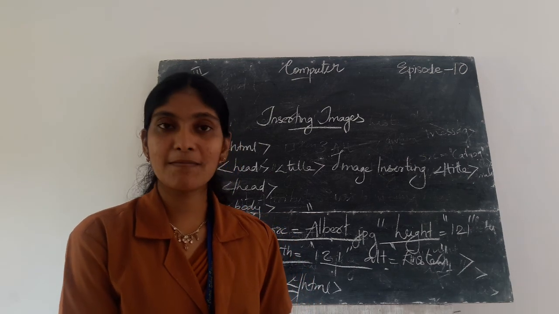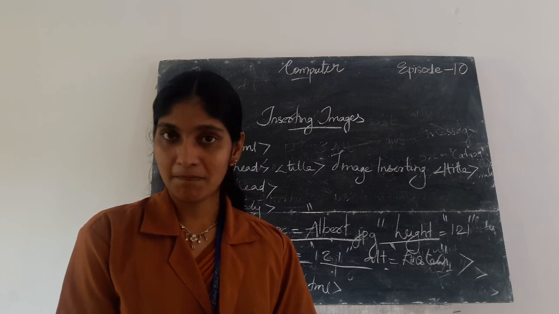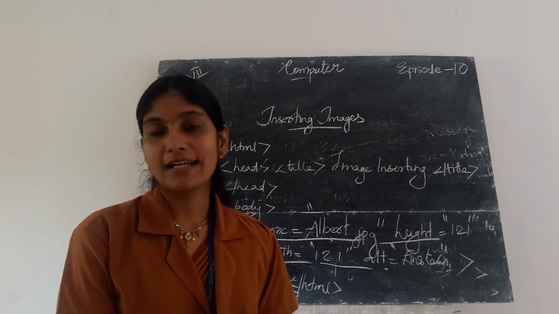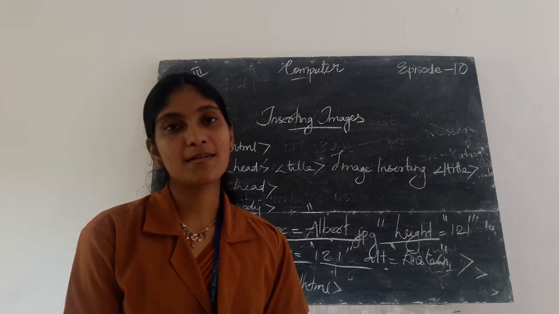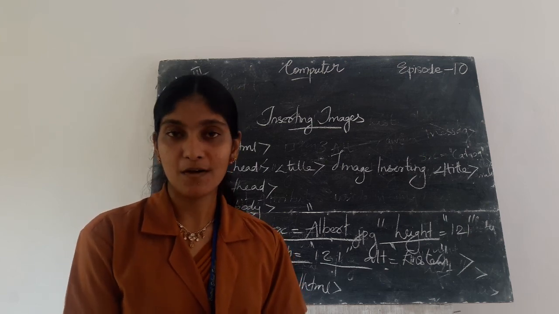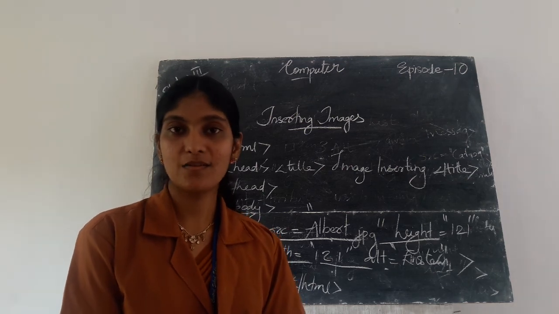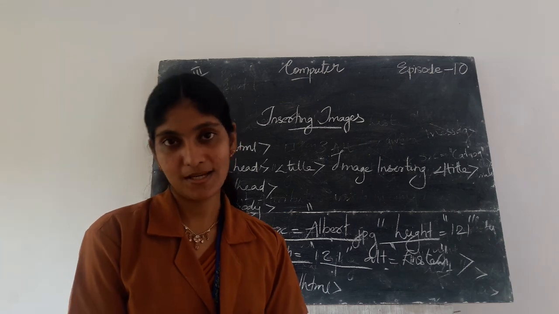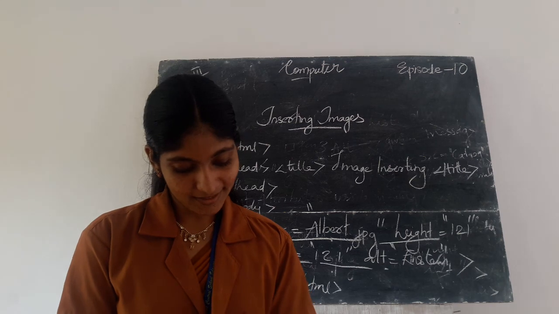Then next, inserting images. Image is an important part, so you can insert images into a web page. For that, just write the img tag, and after that add some attributes to it. Attributes like src. Src means source, to provide the location of the image. Second one is height. You can adjust the height, width, hspace, horizontal space, vspace, vertical space, etc. So this is the chapter.